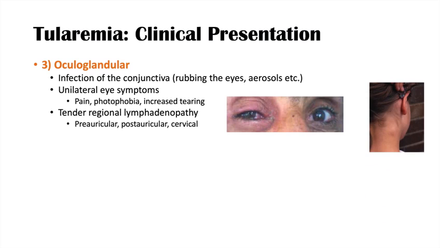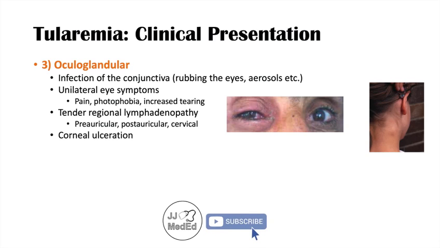So again, very similar to before, you may see other types of lymphadenopathy, not the cervical, but more pre-auricular, posterior auricular being involved. You can also see cervical chain being involved. And the infected eye may also have some corneal ulceration as well. The fourth common type of tularemia is pharyngeal.